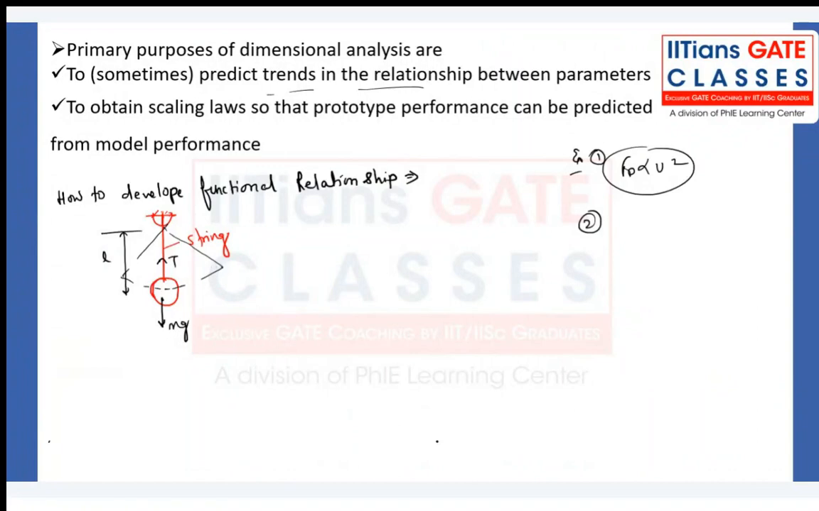How will the time period of this ball, let's say T dash, behave? On which parameters will this time period mostly depend? Let's say T dash will be a function of length as well as G. These are the two affecting parameters, that is the length of the string as well as the weight of the body, that is the G value.